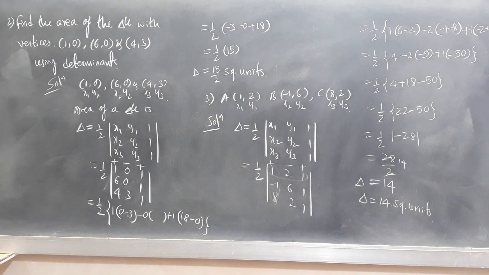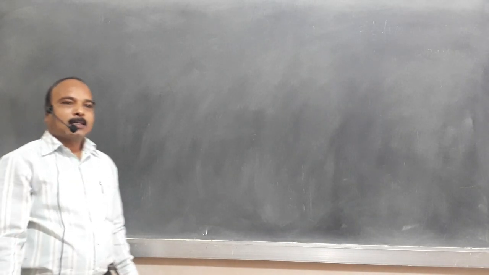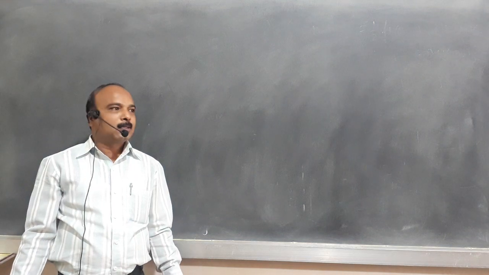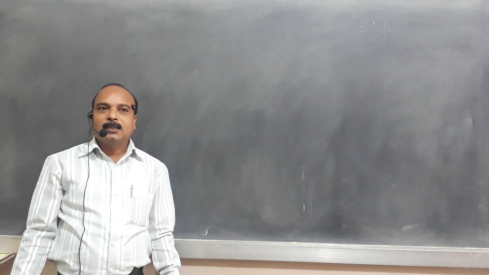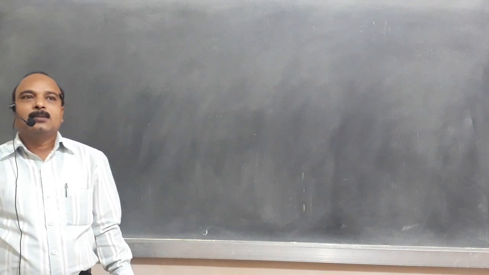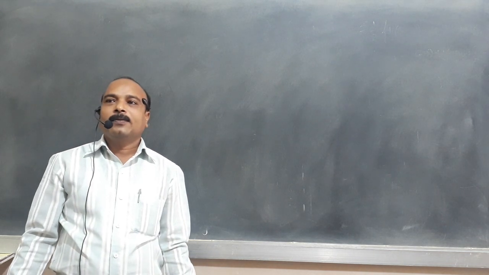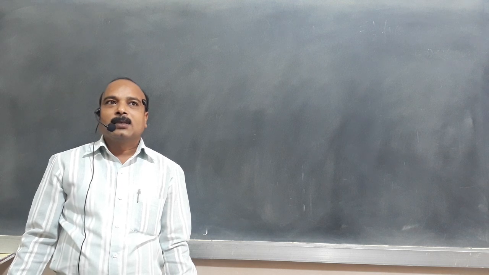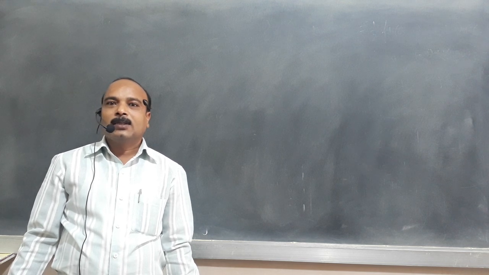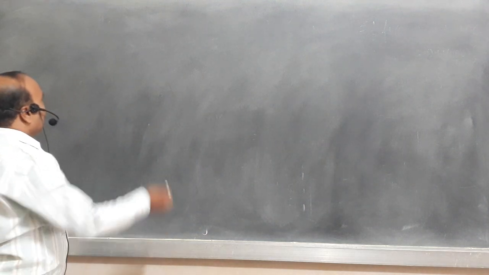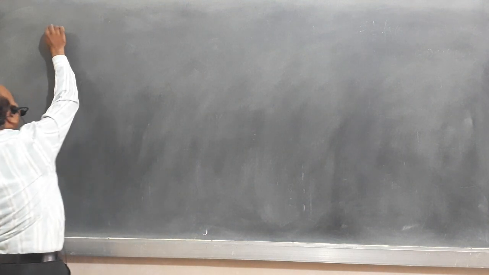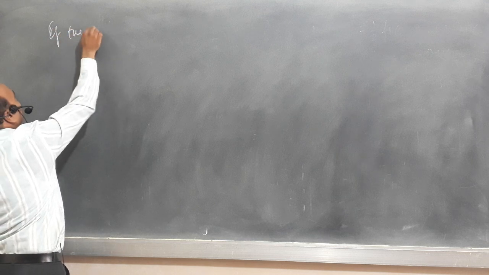Next we go for some more examples. In this type of example, the area of the triangle is already given. Using that, we find the value of the unknown value, and we can use the given vertices for this one. That is type one example.